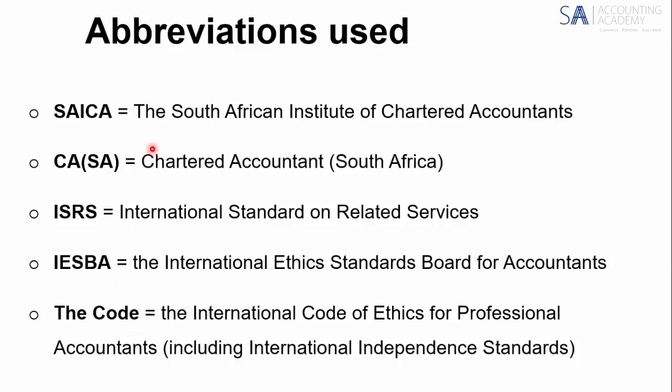So SAICA adopts the IESBA code, and they issue it as the SAICA Code of Professional Conduct. IRBA adopts the IESBA code, and they issue it after making relevant changes to things like the definition of public interest entities and so on, and other South African specific items. They then go and adopt that code and make it their own. Right. So those are some of the abbreviations that I've used.